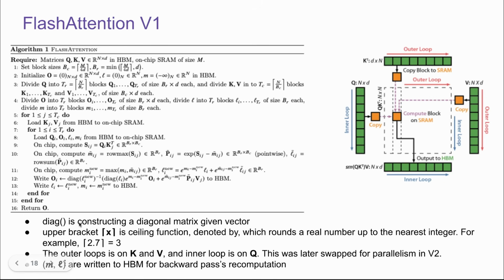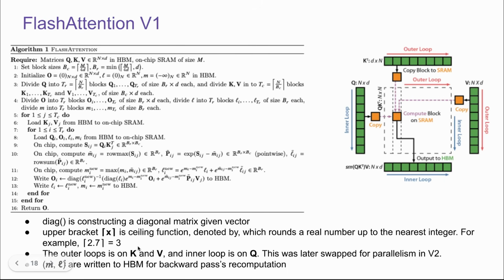The diag function here is constructing a diagonal matrix given a vector, and the upper bracket here is a ceiling function, denoted by ⌈x⌉, which rounds a real number up to the nearest integer. For example, the ceiling of 2.7 equals 3.